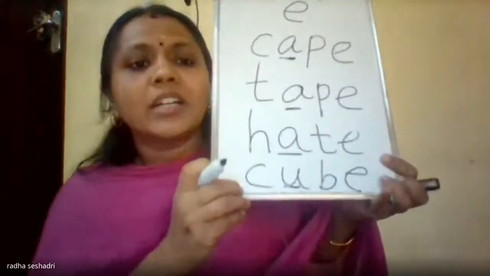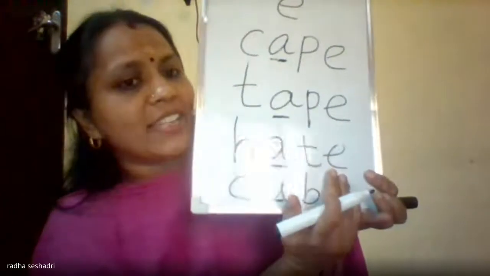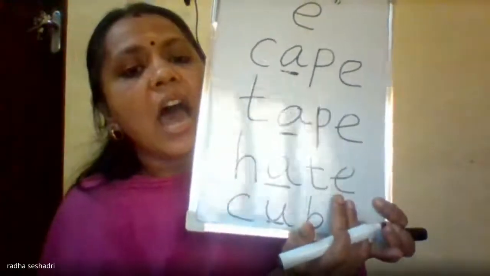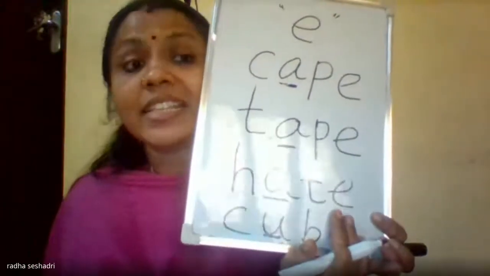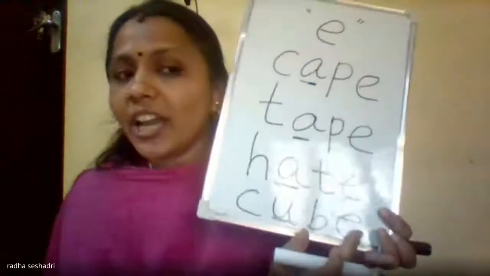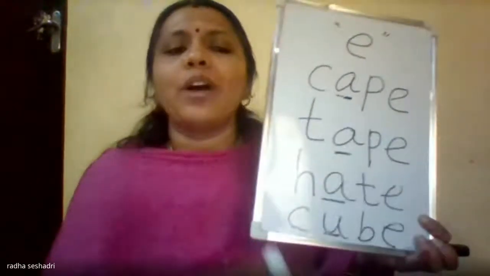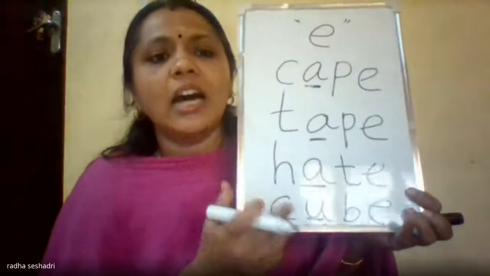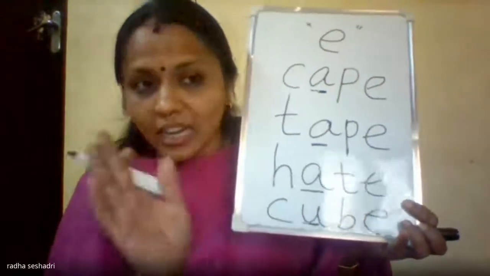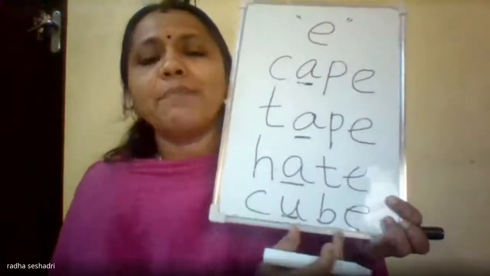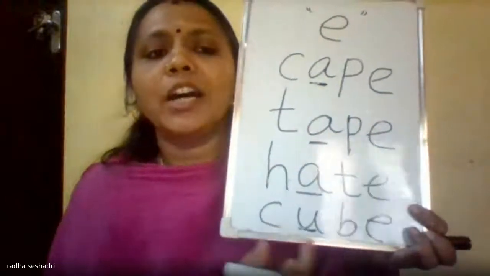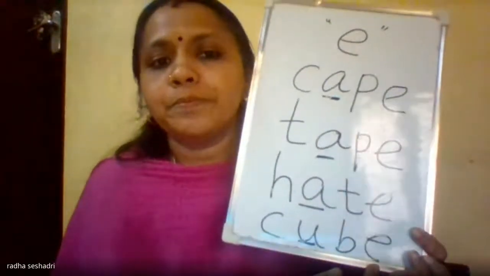Next one. Ka, before adding E, what will I say this as? Ka, a, b. I will say it as cub. But after adding E, I will say U as U itself. So ka, you, b. It becomes cube.